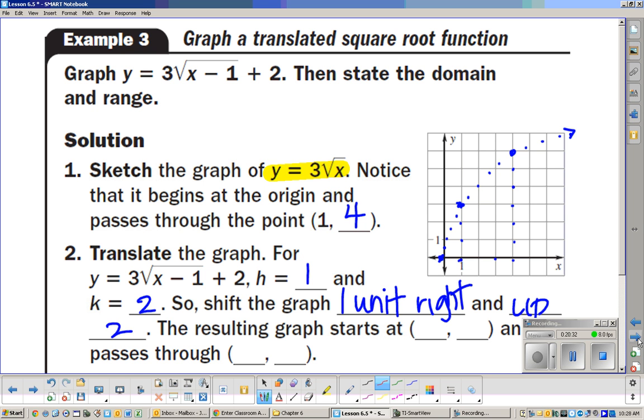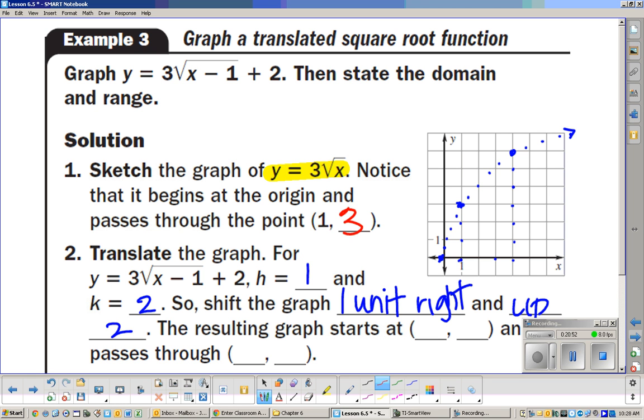Go ahead. Where did I write? No, that's the point it goes through. The parent function goes through 1. Actually, it's 3. Thank you. Well, it's 3, but not 2.